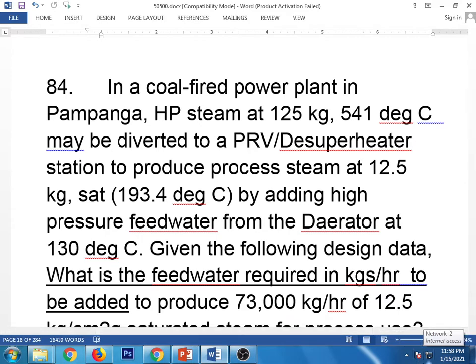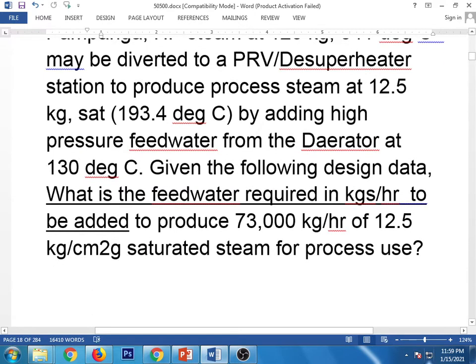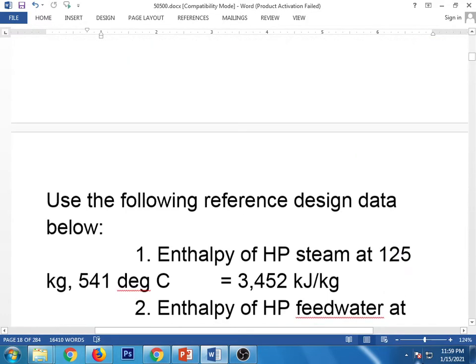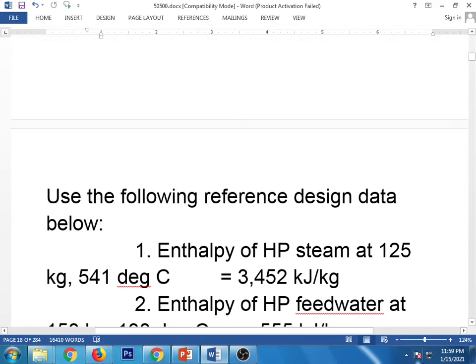In a coal-fired power plant in Pampanga, HP steam at 125 kg, 541 degrees Celsius may be diverted to a PRV superheater station to produce process steam at 12.5 kg saturated, or 193.4 degrees Celsius, by adding high-pressure feed water from the deaerator at 130 degrees Celsius. Given the following design data, what is the feed water required in kg per hour to be added to produce 73,000 kg per hour of 12.5 kg per square centimeter gauge saturated steam for process use? Answer: use the following reference design data below.